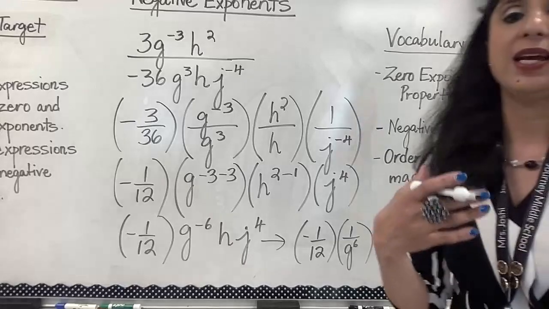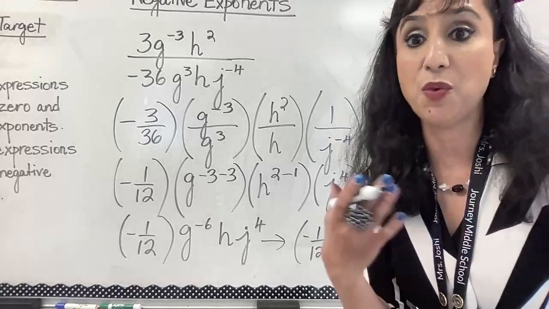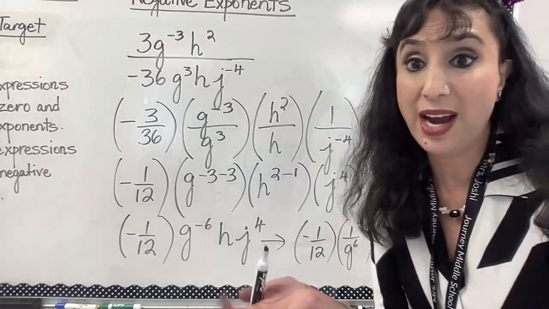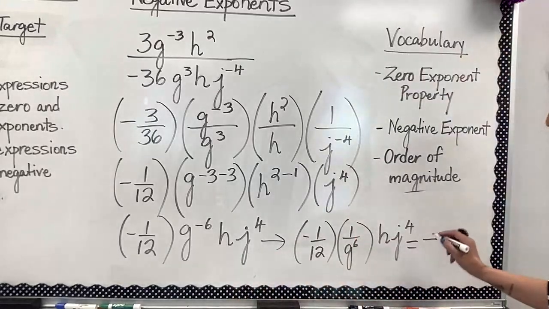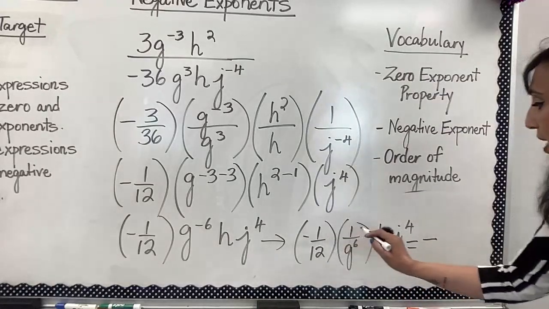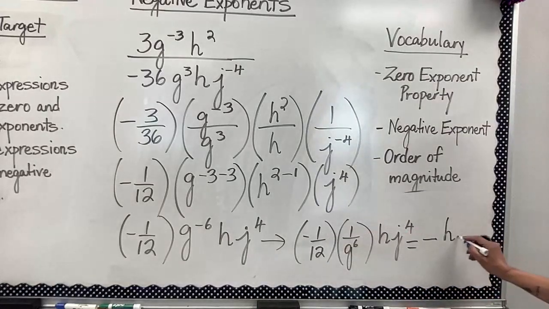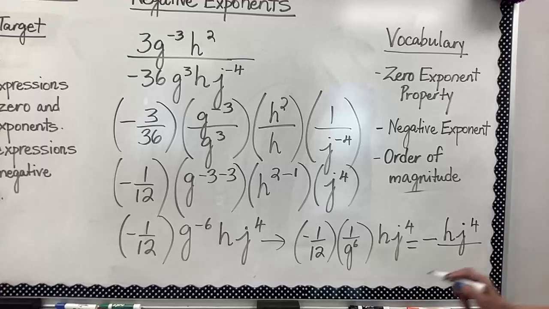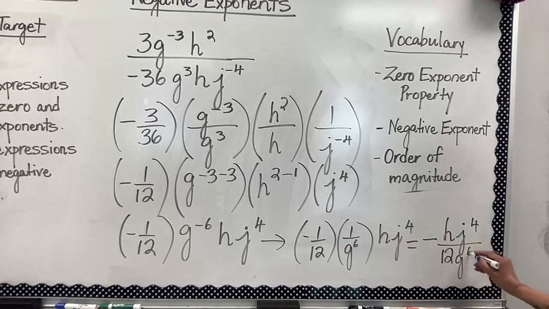I know that if I have the coefficient of 1 on the top, negative 1, I don't need to put that. I can just say negative, and it's 1 times h times j to the 4th power over, what do I have? I have 12g raised to the 6th power.